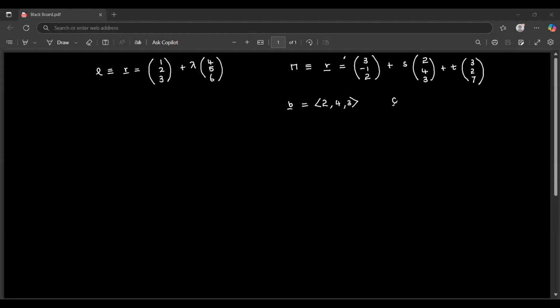And another direction vector will be C, which is given as 3, 2, and 7. Now you have to find the normal vector. It's pretty simple. The normal vector will be equal to B cross C or C cross B. Order doesn't matter when you're finding the perpendicular vector or the normal vector.